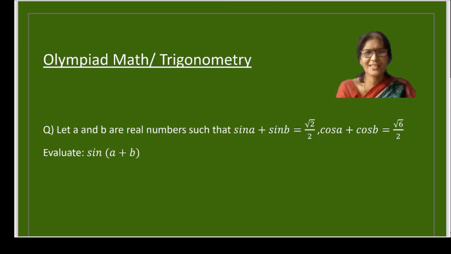The question is, let a and b be real numbers such that sine of a plus sine of b is equal to square root 2 over 2, and cos of a plus cos of b is equal to square root 6 over 2. Evaluate sine of a plus b. So let's start.